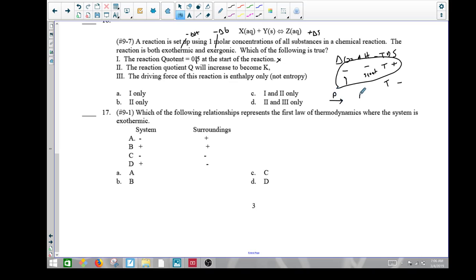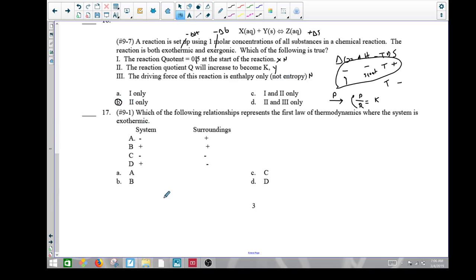It is a ratio of products over reactants. That's my K value, eventual K value. And I'm going to go this way towards products, which means that I'm going to be getting bigger, and that my K value is going to be larger than 1. And since I'm at 1, and I'm going to be bigger than 1, then the reaction quotient will increase to become K. Yes. The driving force in the reaction is enthalpy only, not entropy. That's false. It's 2 only.